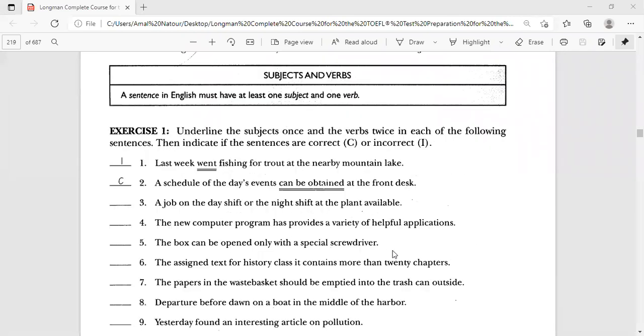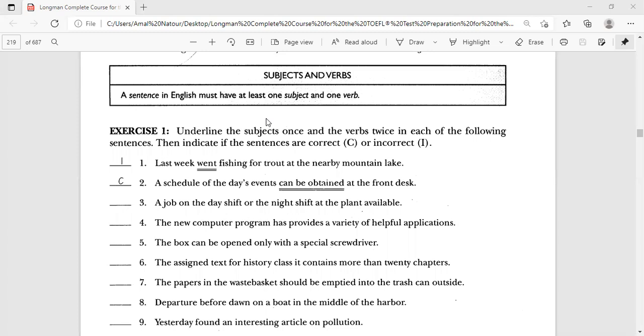Okay, now what is the rule for this skill? This skill's rule is: a sentence in English must have at least one verb and one subject.